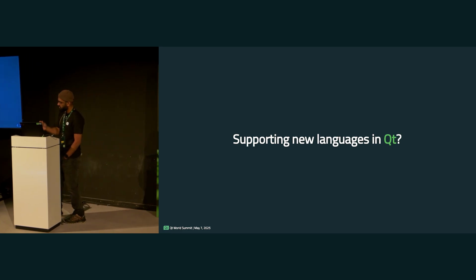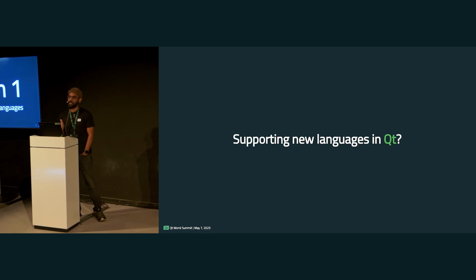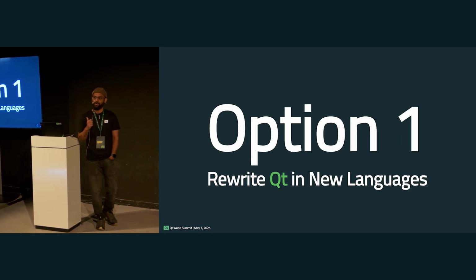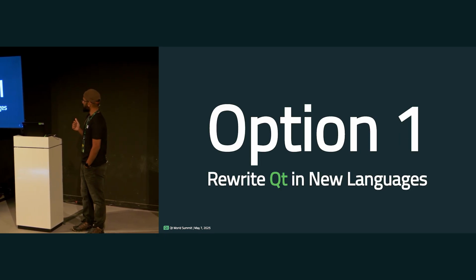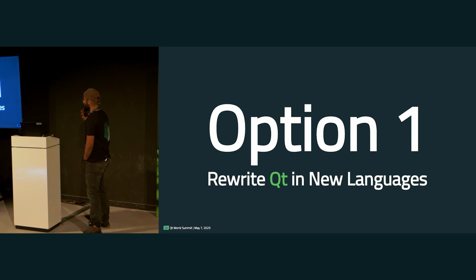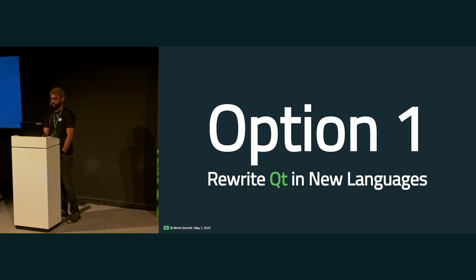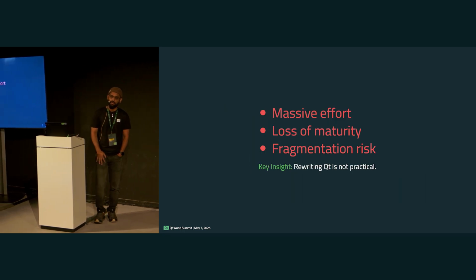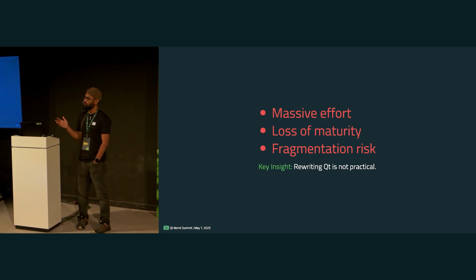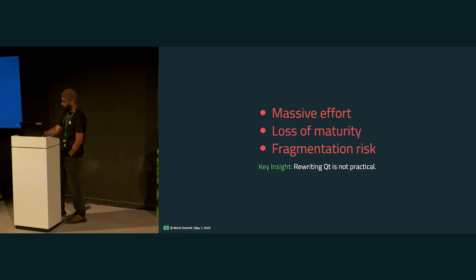Option 1, the first thing that comes to your mind, is to rewrite Qt in a new language. When you think about rewriting Qt in a new language, it immediately gives you a headache because it's going to be a massive effort. Why? Because Qt, as you know, has existed for 3 decades. It's not just 3 decades of development, but also 3 decades of testing. So it's a massive effort.